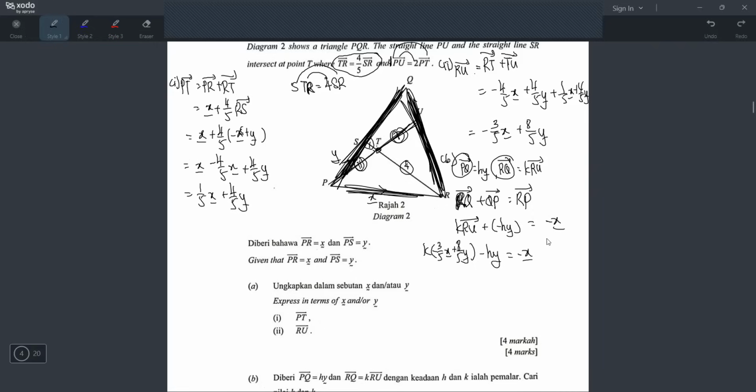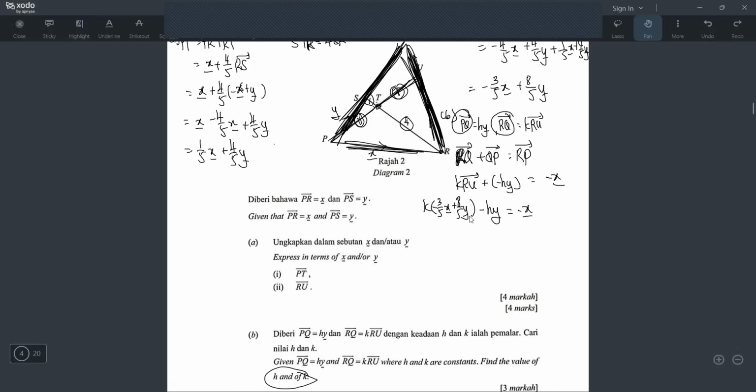Okay, a lot of students will look at this and get scared because they see, hey, why so many unknowns? Got x, got y, got h, got k. But in vectors, you actually want the equation to be full of unknowns, okay? And you can find it, trust me. So what you do is take your k and expand. You get negative 3 over 5 kx plus 8 over 5 ky minus hy equals negative x.